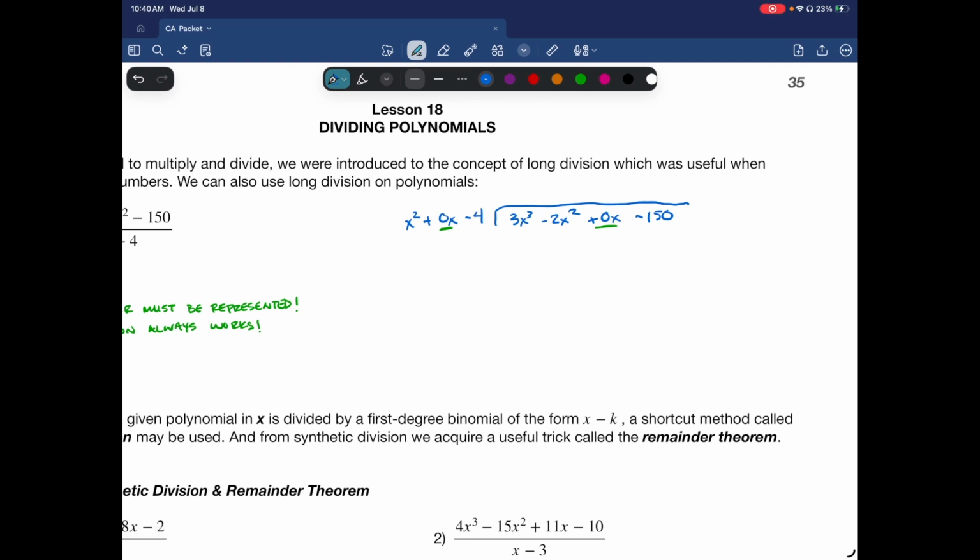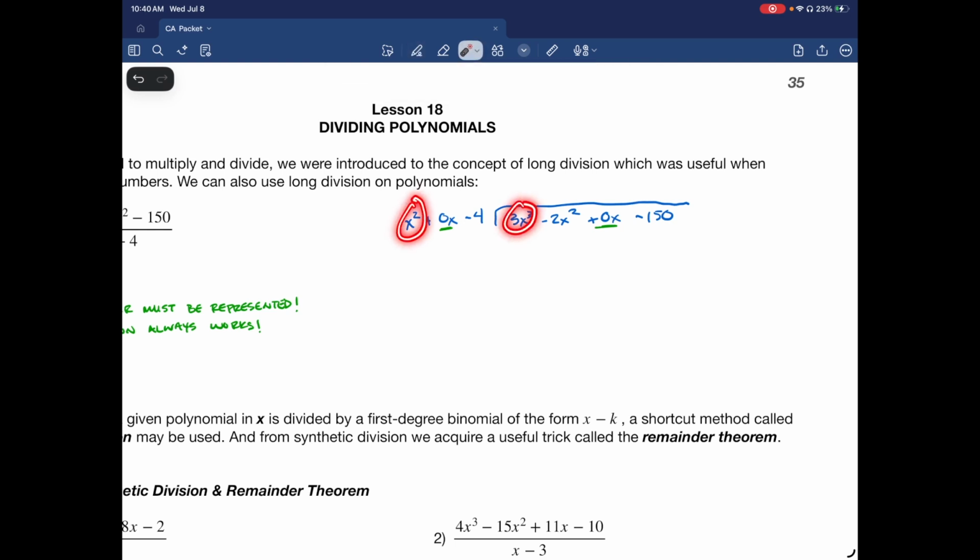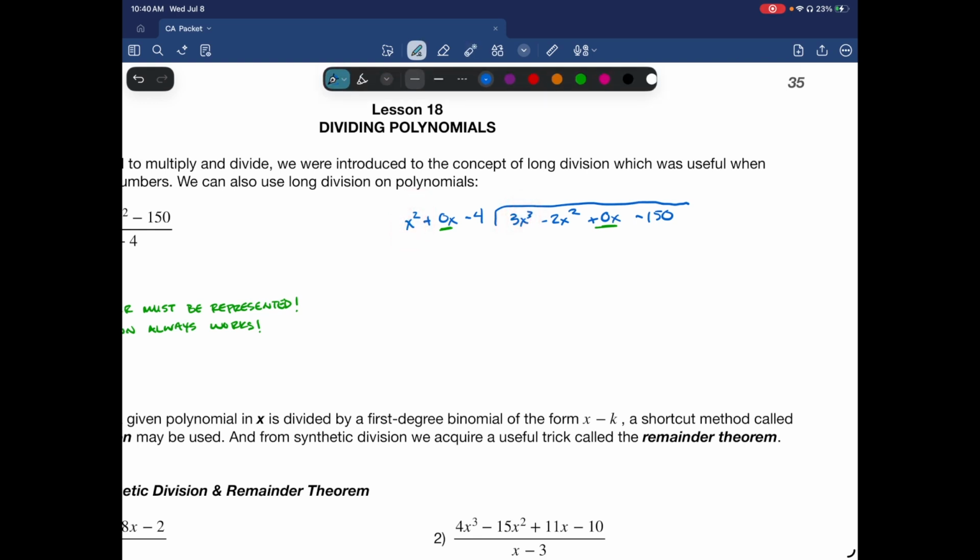Okay, now, this looks tedious or complicated or whatever adjective you want to throw out there, but it's not that bad. To get this thing started, you want to focus on the first term on the inside and the first term on the outside. So I want to know what times x squared gives me 3x cubed. Well, that is 3x. And once you have that term, you're going to multiply by everything out front. So I'm going to take 3x and multiply by all three terms out front.